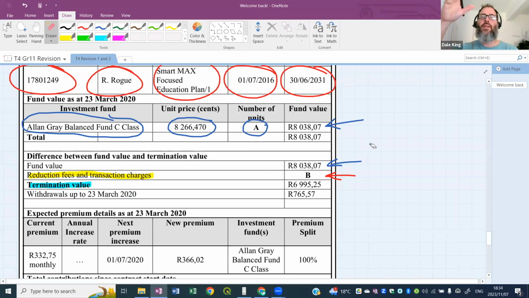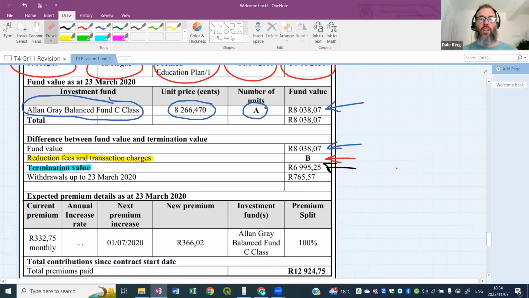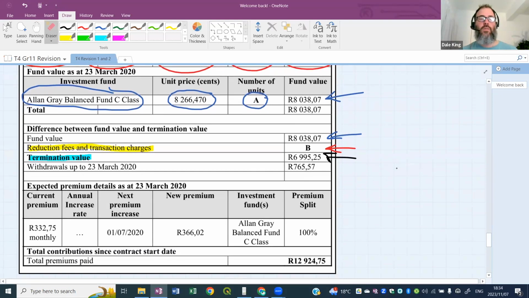So the person invests money into the fund, it accumulates over time because the person is investing monthly amounts over time. And this is how much the fund's value is, 8,038 rand and 7 cents. But this person wants to terminate now. And they're saying, well, if you terminate now, there are reduction fees and charges, and you're only going to get this 6,995 rand and 25 cents. Not good. So try not to terminate your investments.